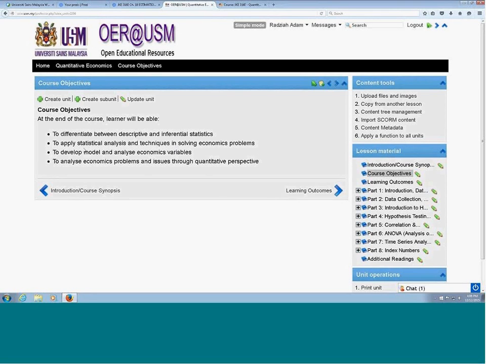Other than differentiating between descriptive and inferential statistics, you must be able to apply statistical analysis techniques in solving economic problems. Exam questions will be given in terms of scenarios. For example, you'll be put in the position of a manager, as deans of a school, as policymakers, as the government. So you have to solve the problem using the statistical technique. For example, later on we'll look at how we apply the mean, median, and mode in real life. Why do we have these three different measures of averages?